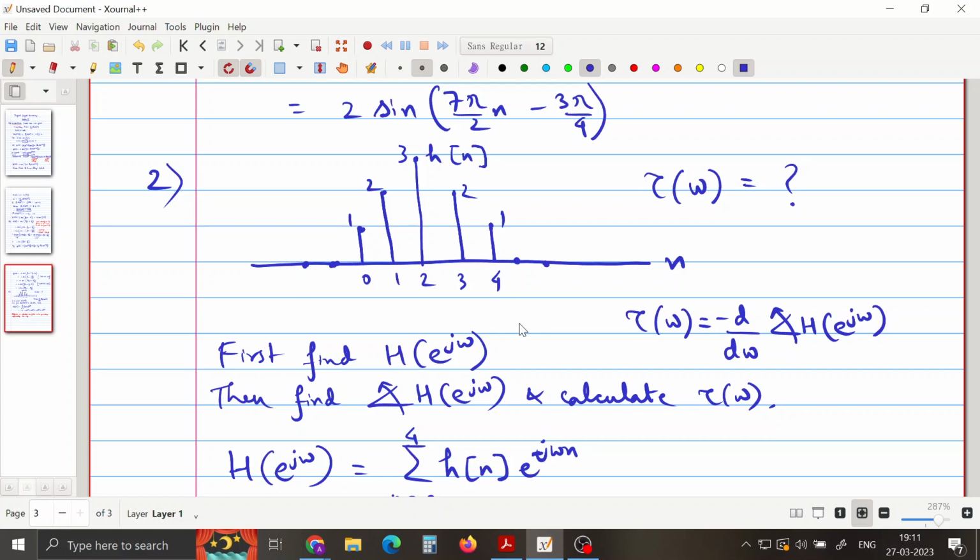So what we can do is shift this signal by 2 samples to the left. Then our n equals 2 point, about which this symmetry exists, will move to n equals 0, the origin. Correct? So let's try to do that. Why we are doing that will be clear.